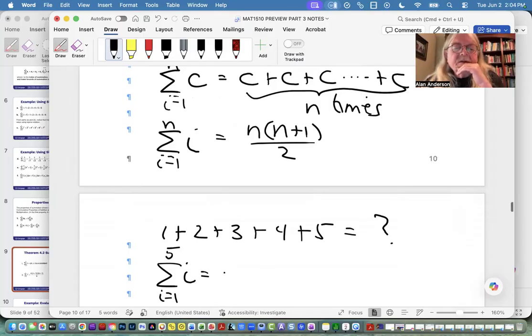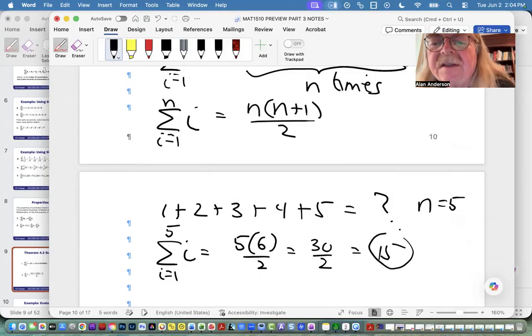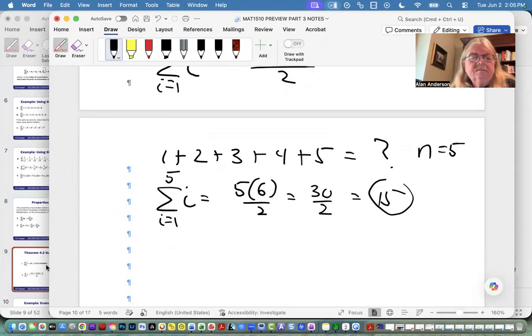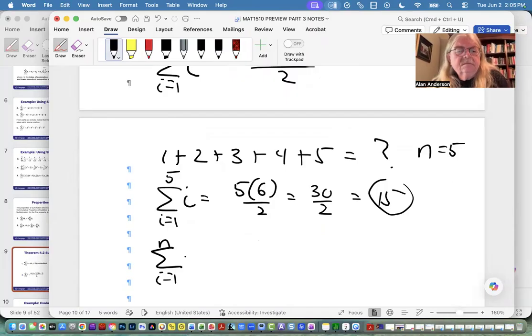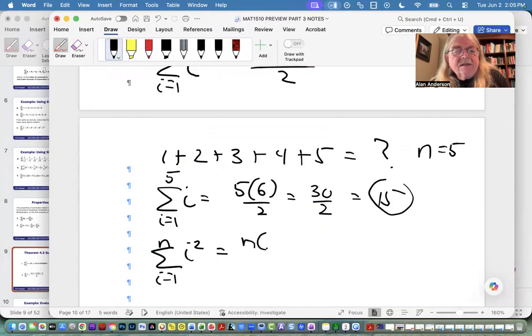So that means it would be written like this, and n is 5. So I'm going to have 5 times 6 over 2, which is 15. And you can see, if you just add these up, it is 15. We also have a formula for the sum of i squared. A bit messier, as you can see.